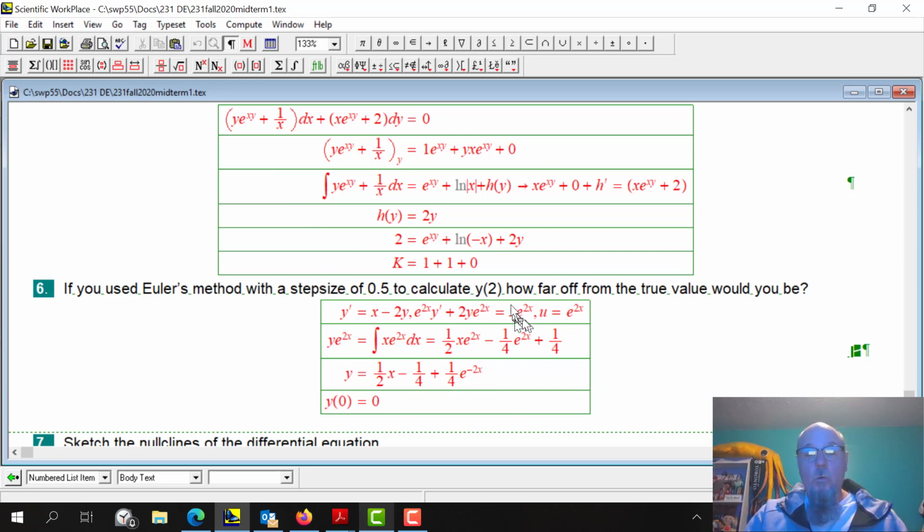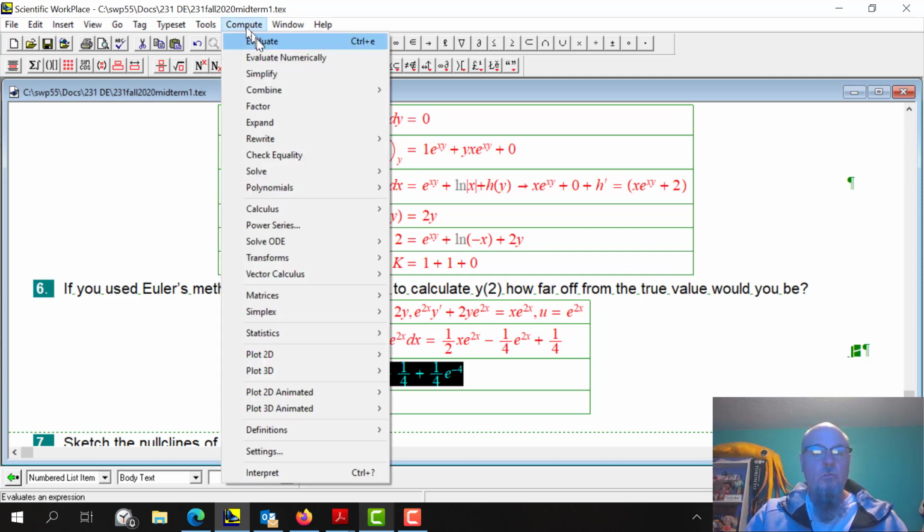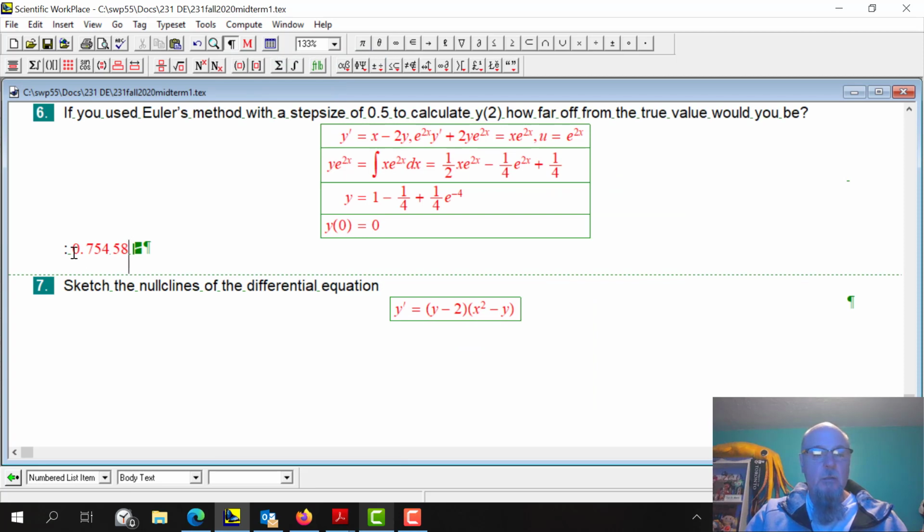Now, we want to know what the true value is. That's when I make x equal to 2. So that's going to be a half times 2, that's 1, minus a quarter e to the minus 4. Let's work this out as a number. Just do it on a calculator. I get 0.75 and change.